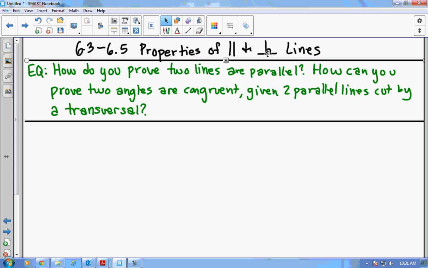Okay, question? Do you have a rectangle you want to take? You can. Uh, 6.3 through 6.5.